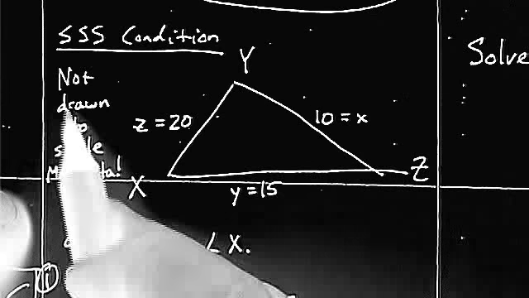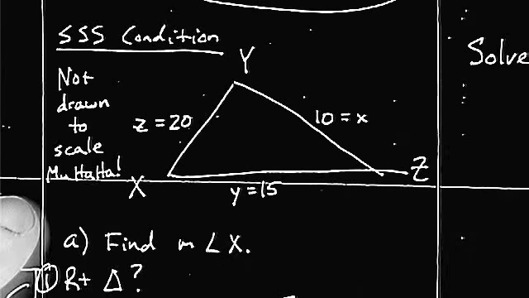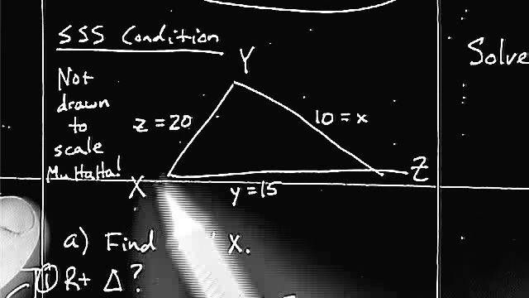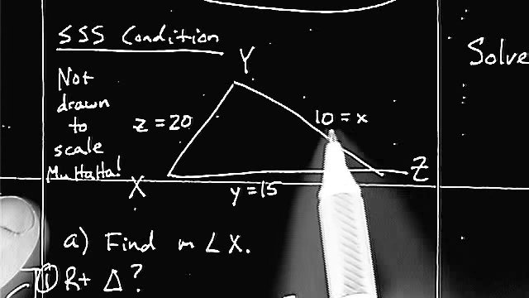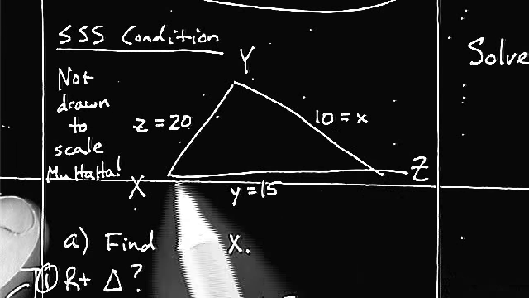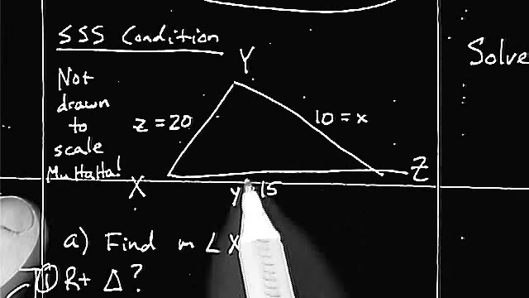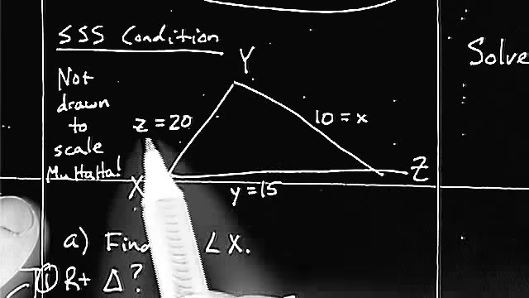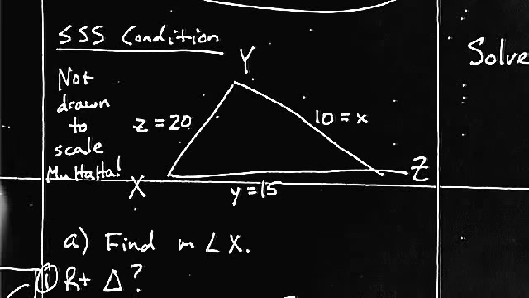Alright, look at that. Not drawn to scale, moo-ha-ha. That's hilarious. Wonder who wrote that. So anyway, you got angle x, angle y, angle z. Lowercase x is 10. That's the side opposite angle x. Lowercase y is 15. That's the side opposite angle y. Lowercase z equals 20. That's the side opposite angle z. Keep in mind, it's really important. Capital letters are the angle measurements. Lowercase letters are the sides opposite those.